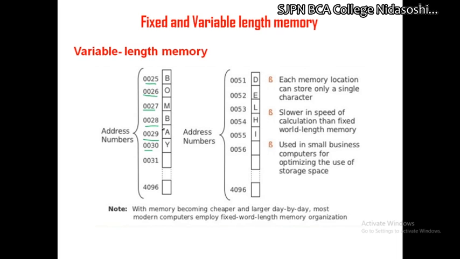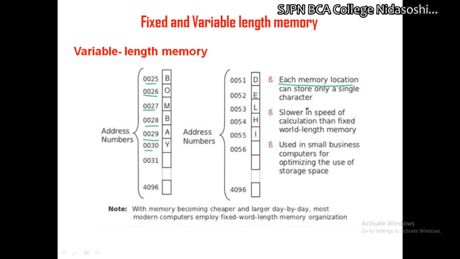See here, in location 0025 it can store B, in location 0026 it stores O, like this. It stores character by character; that is called variable length memory. Each memory location can store only a single character. Like 0025 is a location that can store only B, 0027 is a location that can store only M, 0030 is a location that can store only Y. That is called variable length memory.